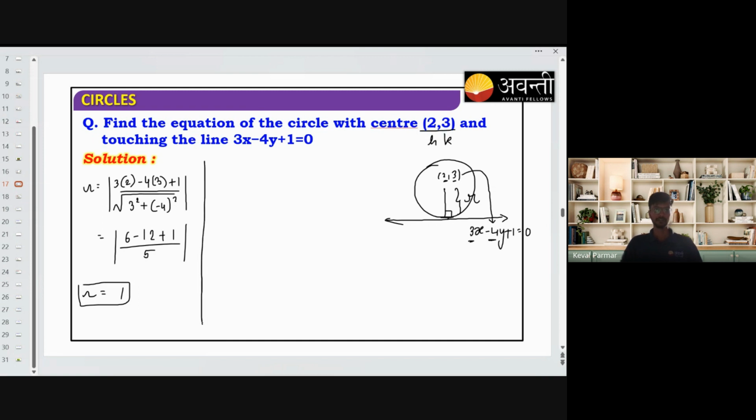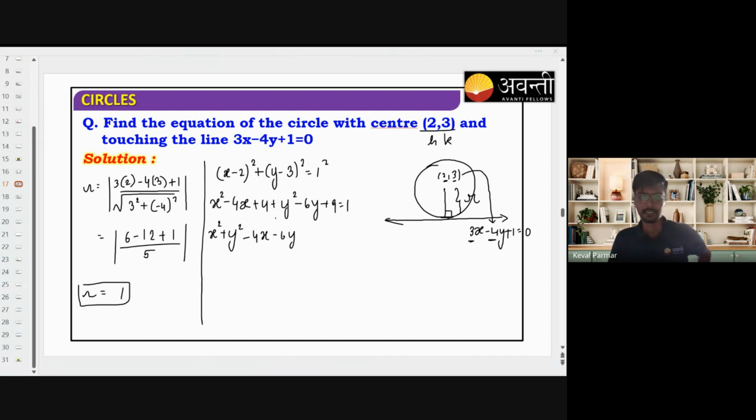So what will be the equation of circle, guys? It will be x minus 2 the whole square plus y minus 3 the whole square is equal to r square. If you open the brackets, I'll get x square minus 4x plus 4 plus y square minus 6y plus 9 is equal to 1. If we rearrange, I think we'll get x square plus y square minus 4x minus 6y.